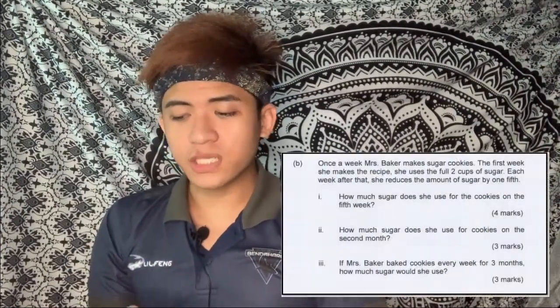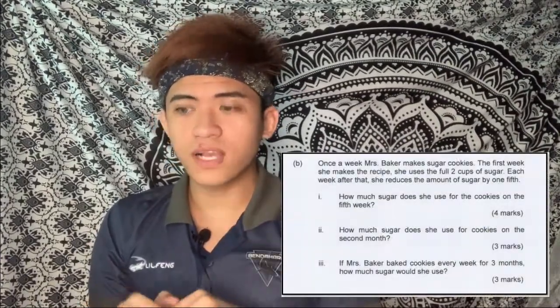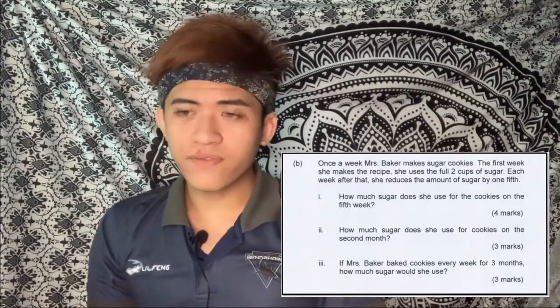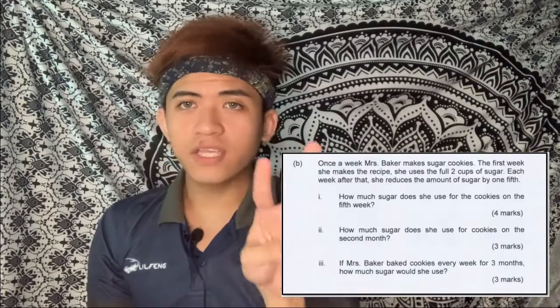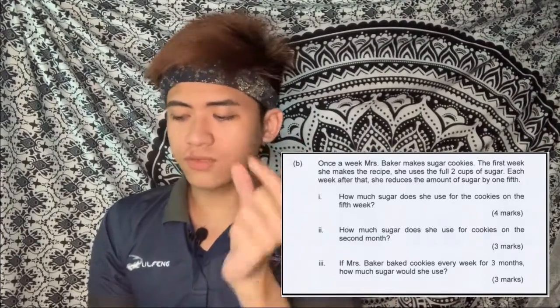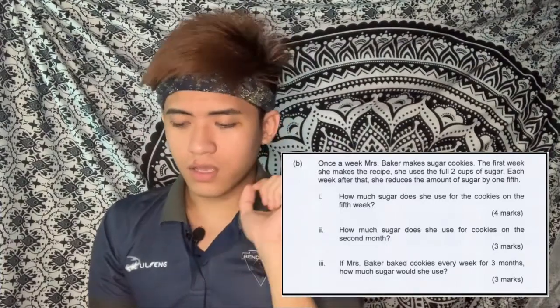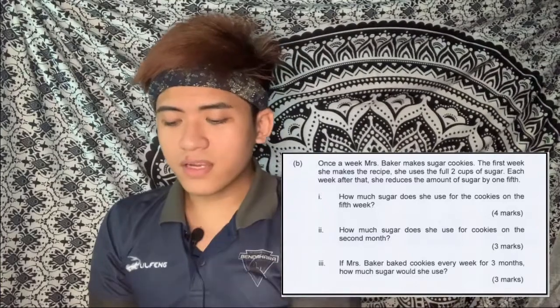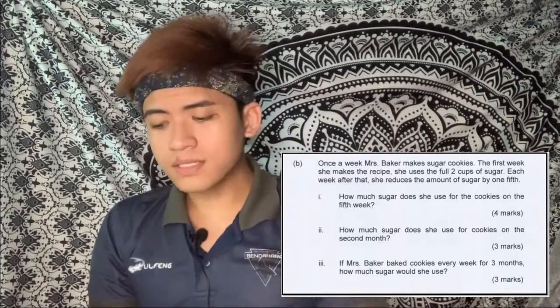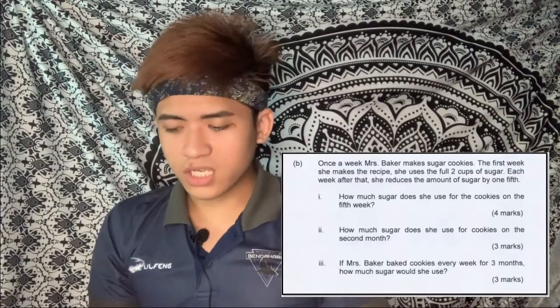So the question is, once a week Mrs. Baker makes sugar cookies. The first week she makes the recipe, she uses 2 full cups of sugar. Each week after that, she reduces the amount of sugar by 1/5. There are 3 sub questions. The first one is how much sugar does she use for the cookies on the 5th week, second, how much sugar does she use for cookies on the 2nd month, and third, if Mrs. Baker baked cookies every week for 3 months, how much sugar would she use?